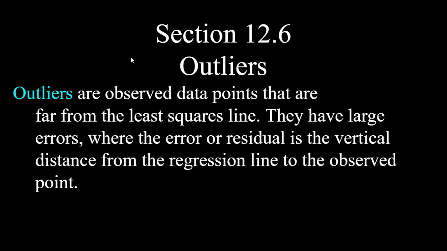Previously, we had that definition that it had to be 1.5 interquartile ranges away from certain things, but since we're dealing with bivariate data, we're going to focus on that regression line.